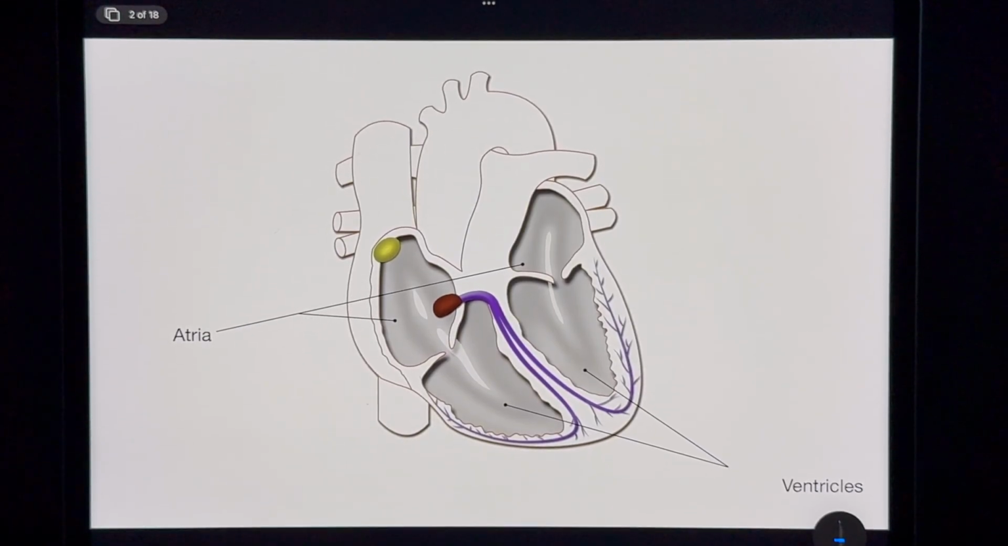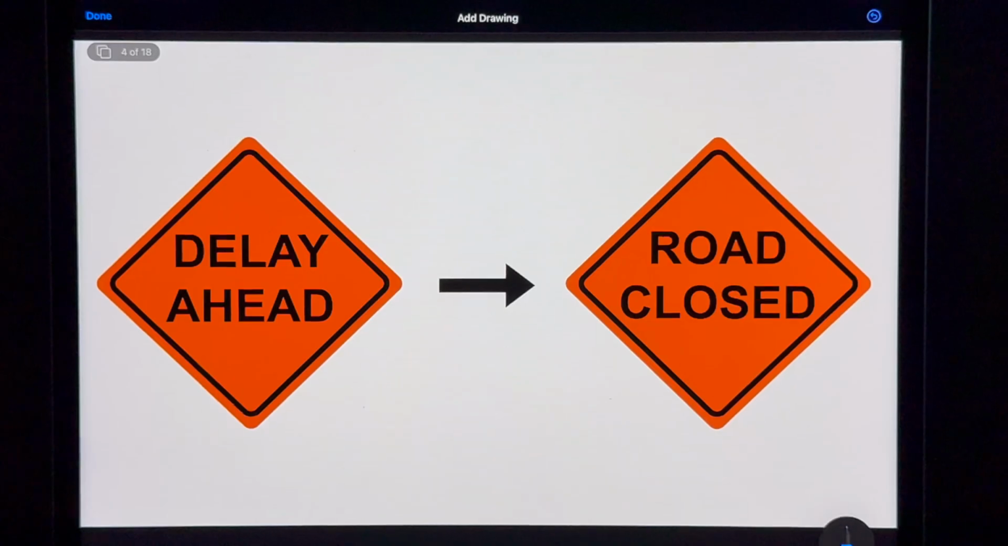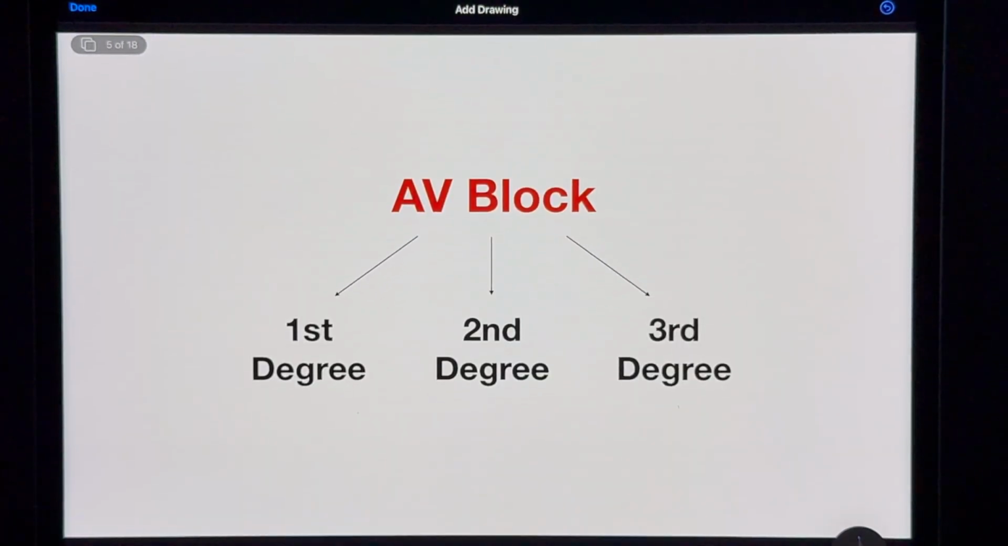Atrioventricular or AV blocks are caused by disturbed conduction of the cardiac impulse from the atria to the ventricles. The conduction disturbance can vary from a mild delay to a complete conduction block. There are 3 different degrees of AV block: first degree, second degree or partial block, and third degree or complete heart block. This video will only cover first and third degree AV block. Second degree AV block is covered in part 2 of this video series.